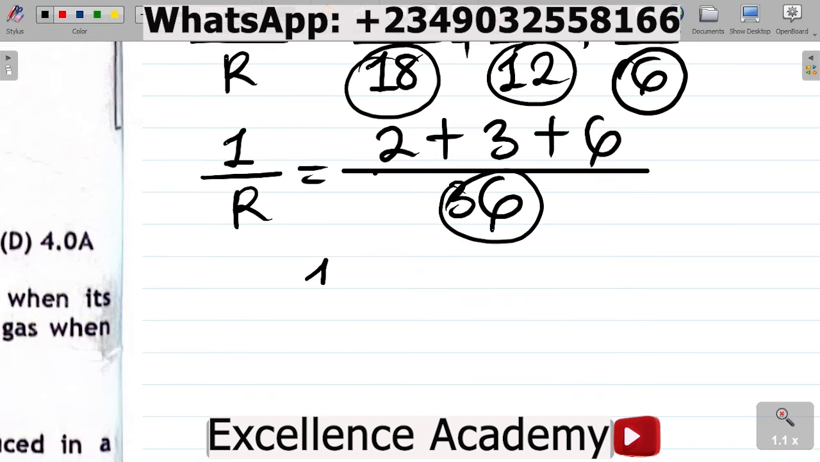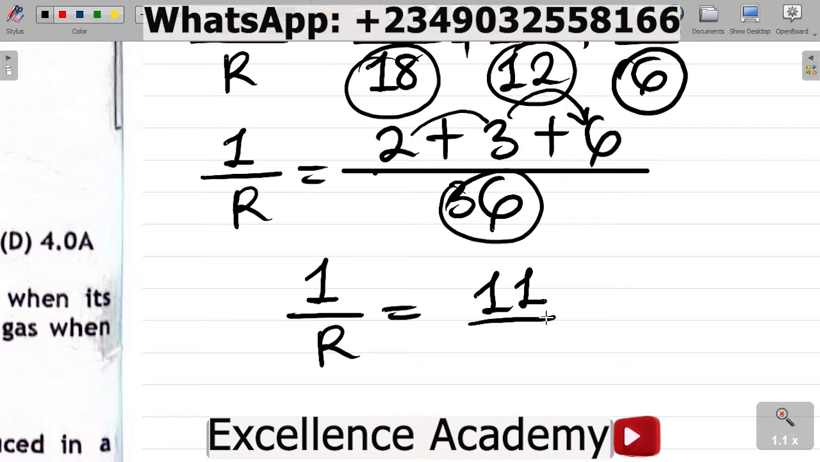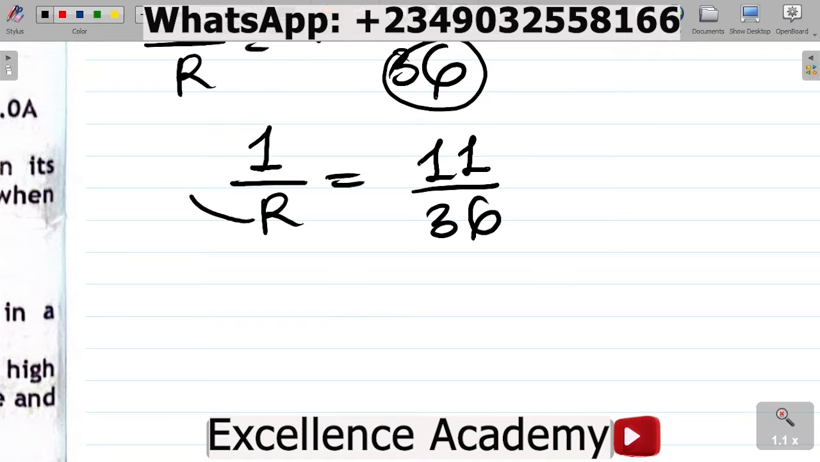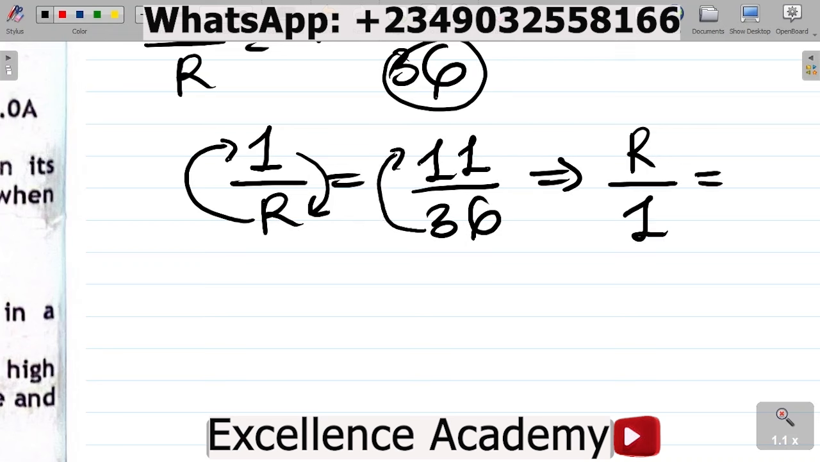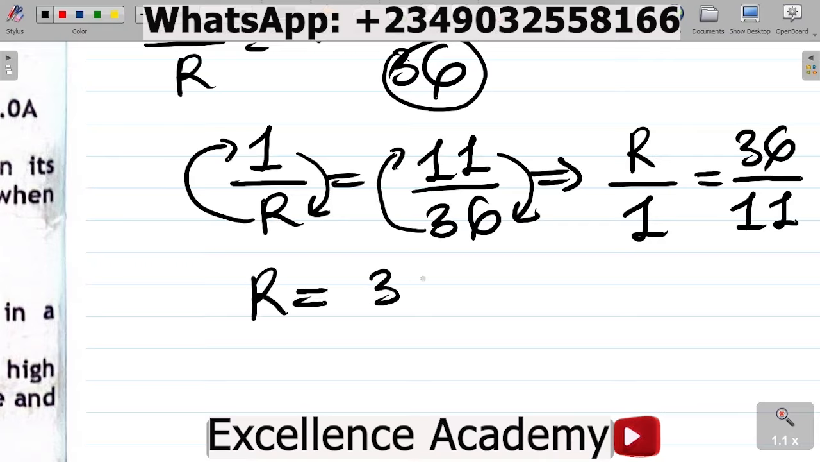Working on this, I have 1 over R is equal to 2 plus 3 is 5. 5 plus 6 is 11. 11 over 36. From here, for us to get the value of R, I'll simply take inverse. So if you take inverse here, this goes up, R goes up, 1 comes down. That becomes R over 1 is equal to 36 over 11. So the value of R here is equal to 36 over 11, in ohms.